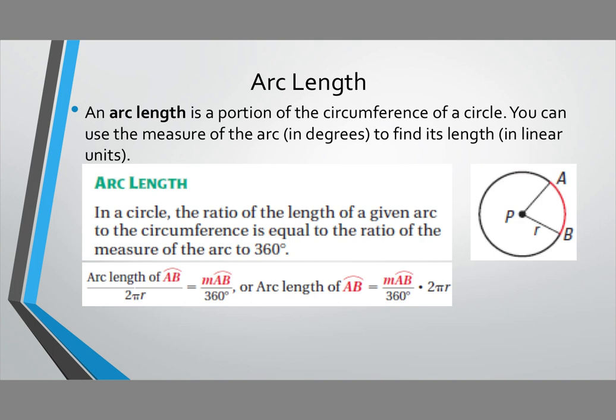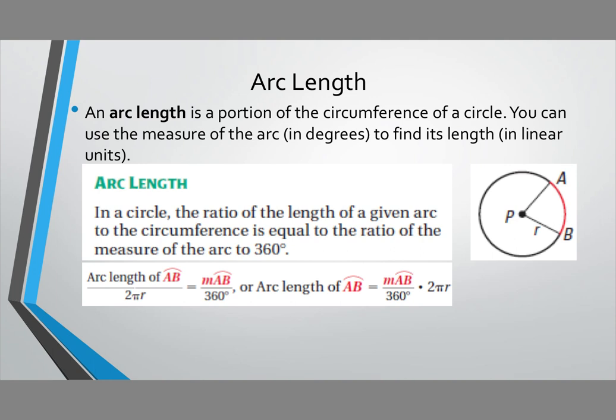All right, the second formula, well, third, if you count that there are 2 for circumference, is arc length. So arc length is a portion of the circumference of the circle. It is part of the crust of the pie, if you think about it that way. And you can use the measure of the arc in degrees to find its length. So in a circle, the ratio of the length of the given arc to the circumference is equal to the ratio of the measure of the arc to 360.